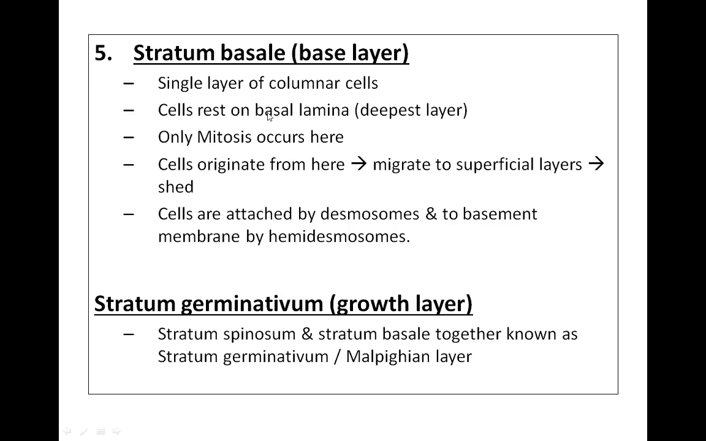Then stratum basale. This stratum basale means your basal layer. This is a single layer of columnar cells. Earlier all are flat cells. Here it is columnar cells. And the cells rest on the basal lamina, that is the deepest layer. Only mitosis takes place, and a cell originates from this stratum basale, then migrates to the superficial layer and ultimately dies, and your cytoplasm is replaced by keratin filament. So cells are attached by desmosomes, that means intercellular attachment is by desmosomes, and the base of the cells to the basement membrane is by hemidesmosomes.